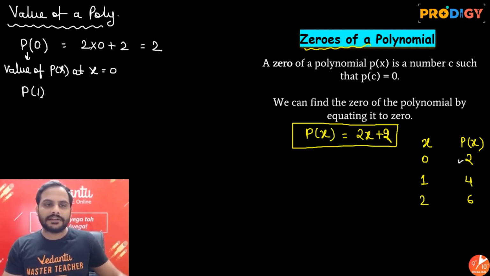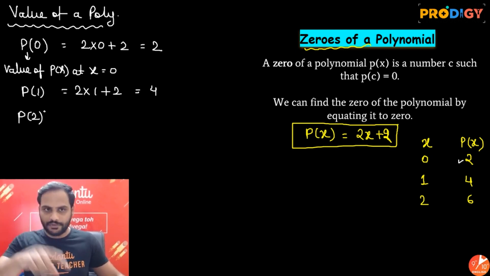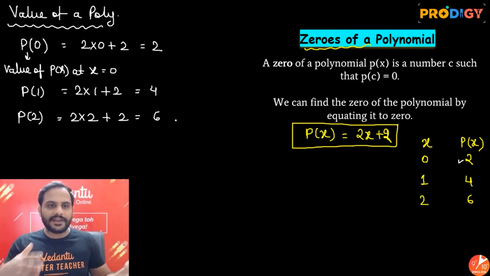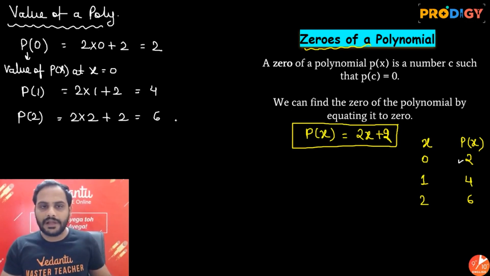P of 1 is equal to 2 into 1 plus 2, which is equal to 4. P of 2, the value of polynomial p(x) at x equal to 2, will be 2 into 2 plus 2, which is equal to 6. So for different values of x, we are getting different values of the polynomial. Alright. Now let's put x equal to minus 1.